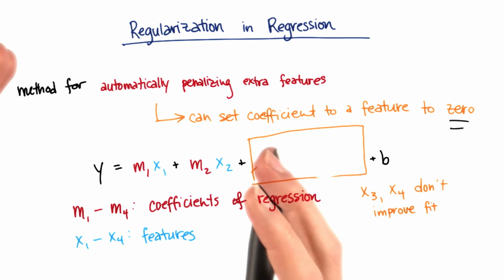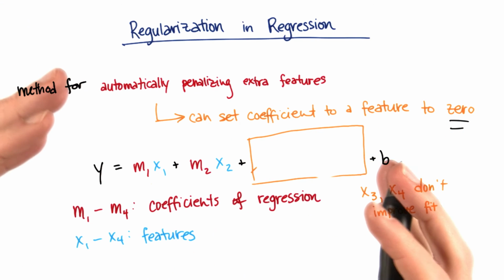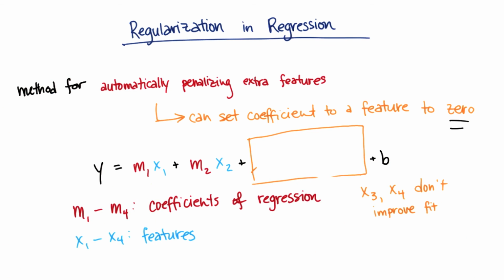The power of regularization, the power of having this penalty term for the extra features, is that it can automatically do this selection for you.